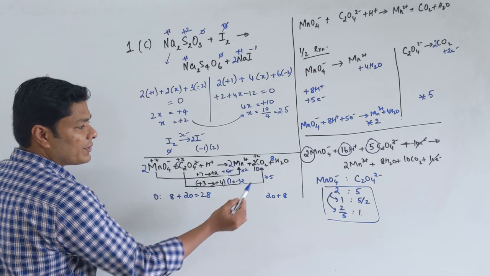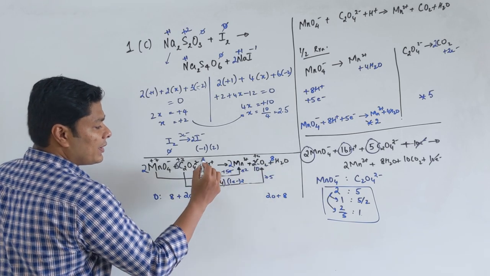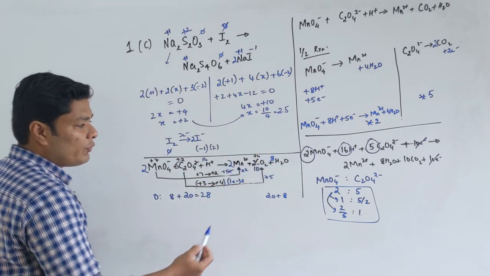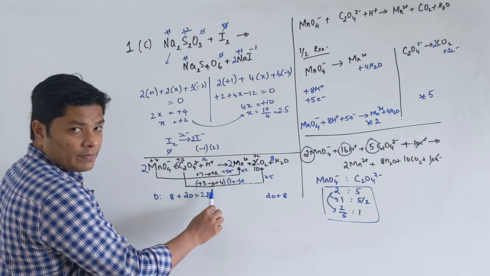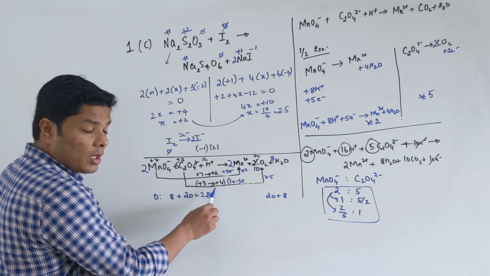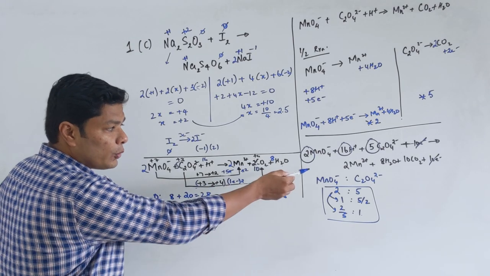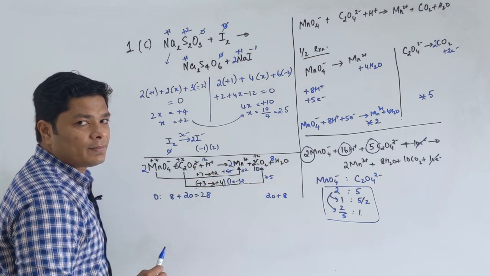Now I balance my hydrogen. There is 16 hydrogen, so I put a 16. I get the same number. So which way would you choose? This is a better way if you don't have space. But this is not a good way. If this is confusing for you, go to that one. Even that you will get faster.